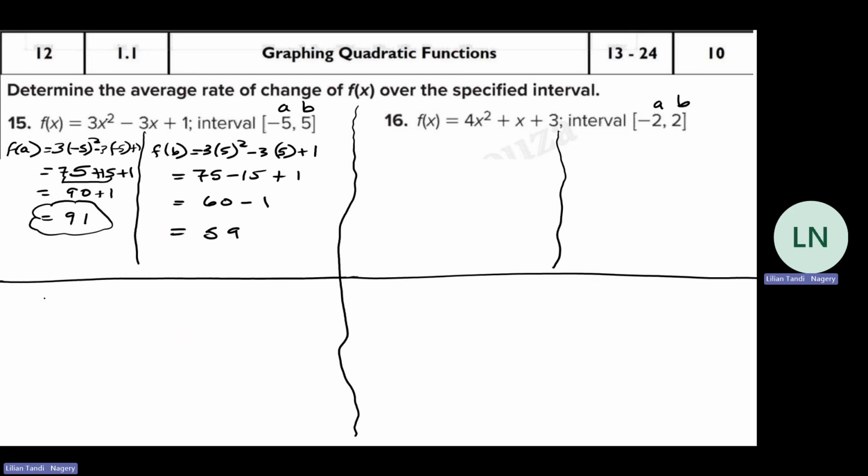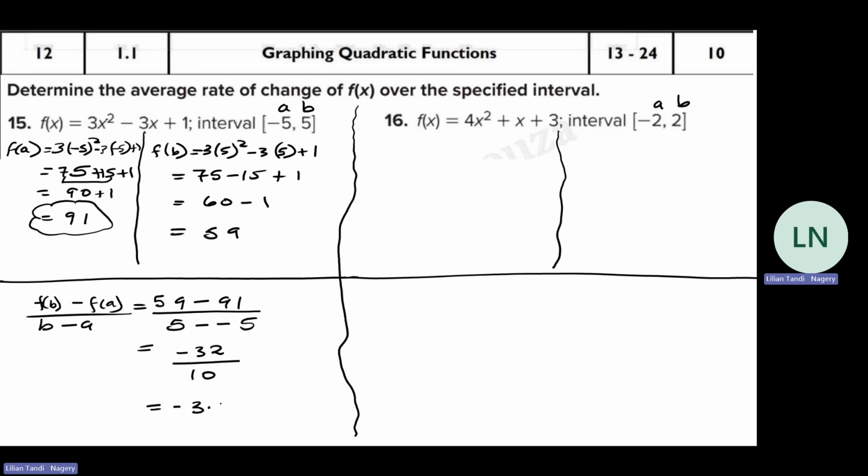Then I do f of b minus f of a over b minus a. F of b is 59 minus 91 over 5 minus negative 5. 59 minus 91 gives us negative 32. Then you divide by 10 and you get negative 3 and 2/10.